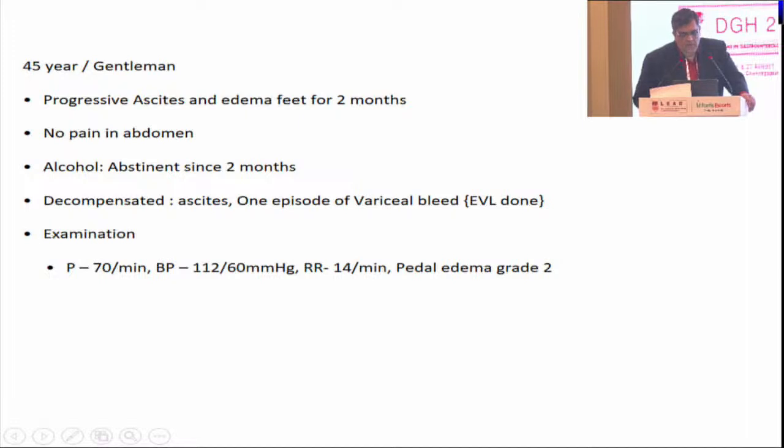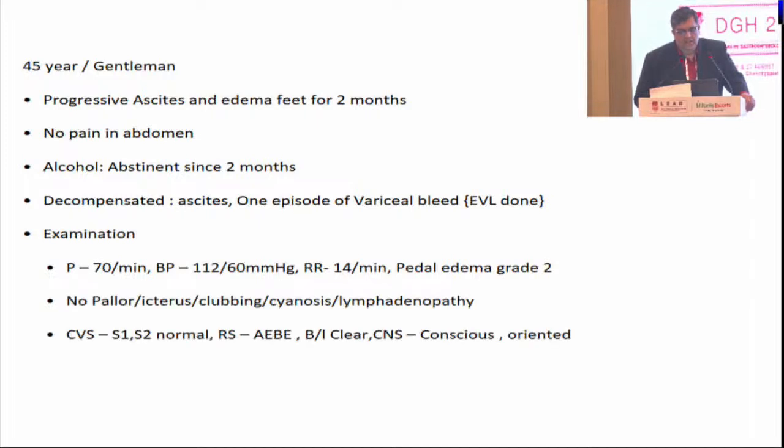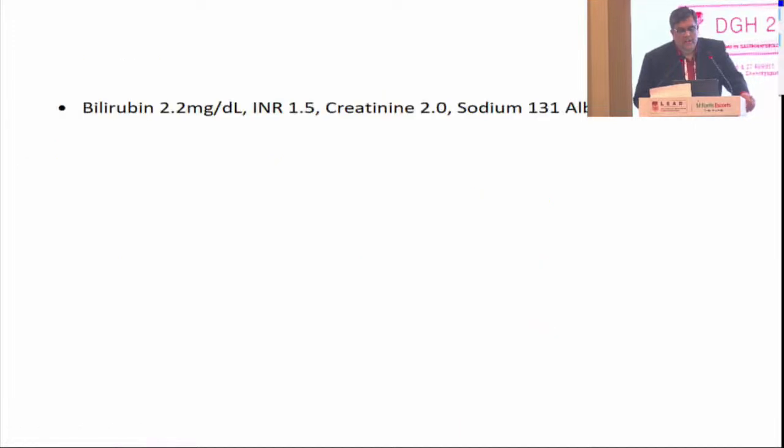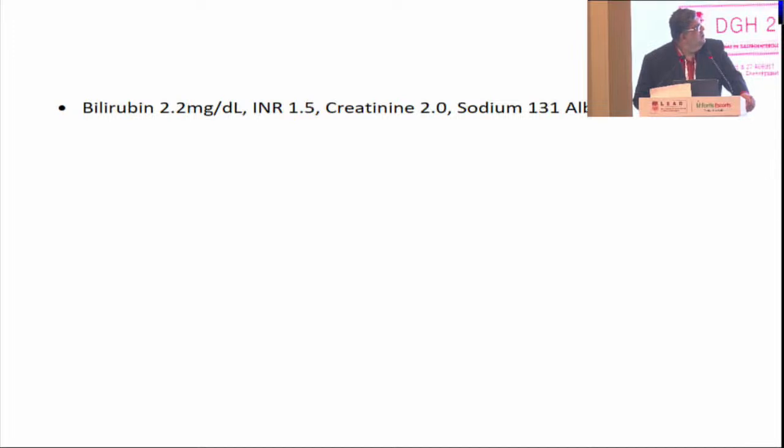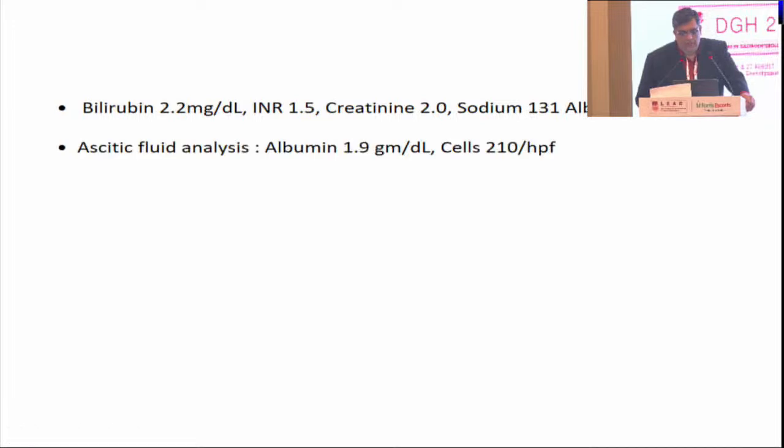So, when the patient comes, blood pressure is 112/60, edema feet grade 2, no other significant findings, systemic examination okay, abdomen shows free fluid and just palpable spleen. On investigation, this patient has bilirubin of 2.2, INR of 1.5, creatinine of 2.0, sodium of 131 and albumin of 3.1 grams.